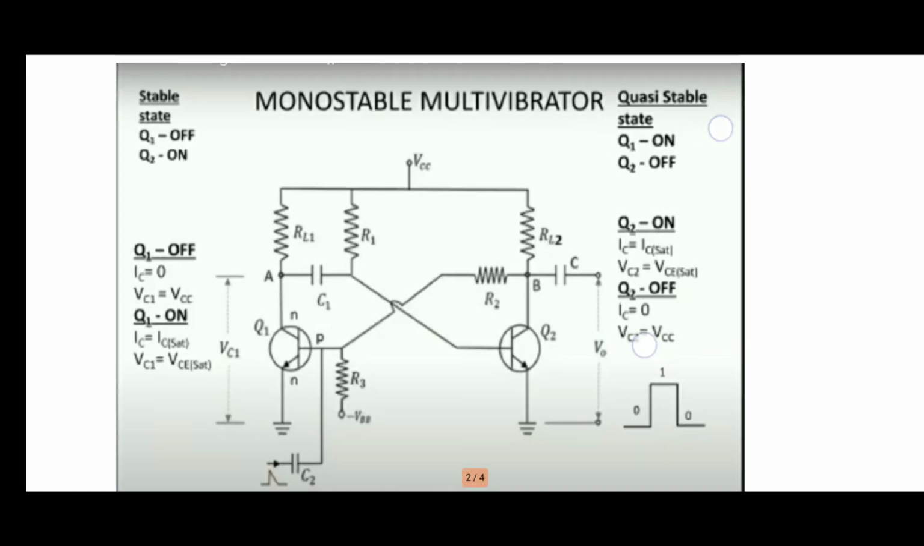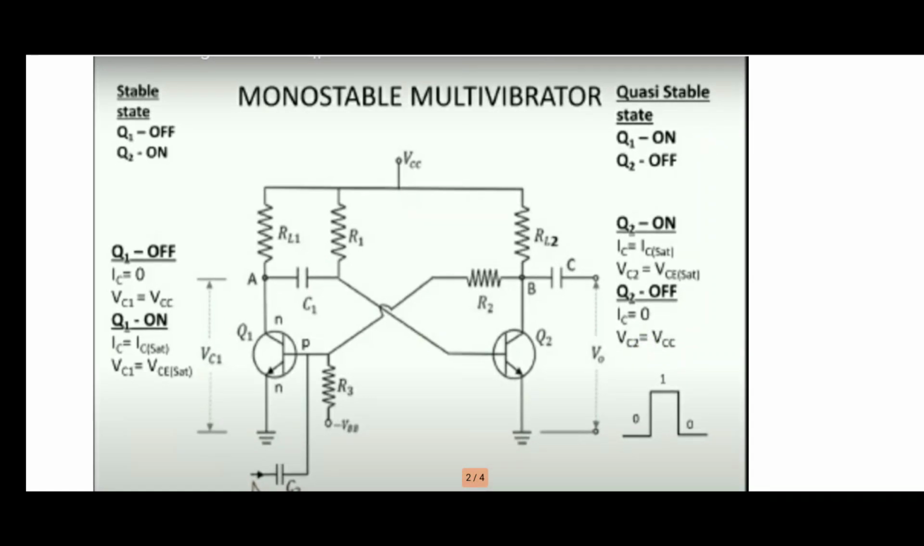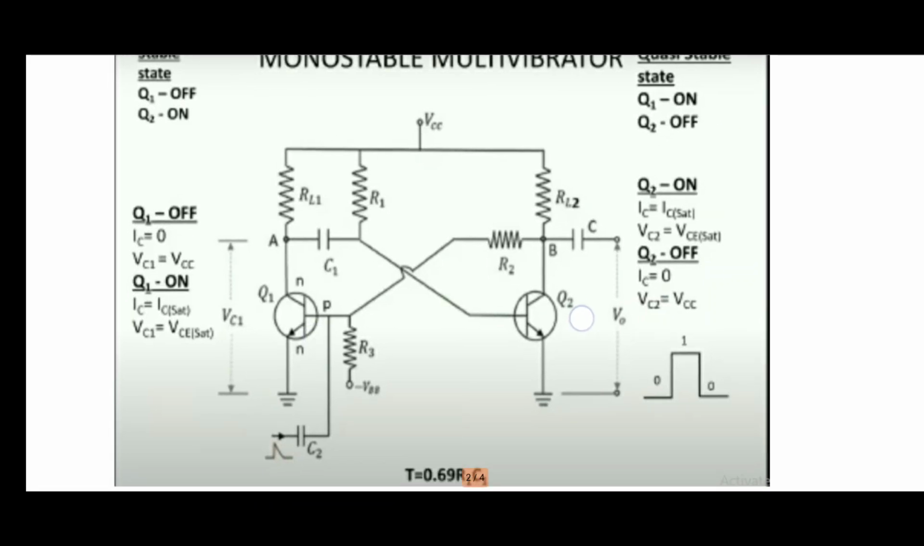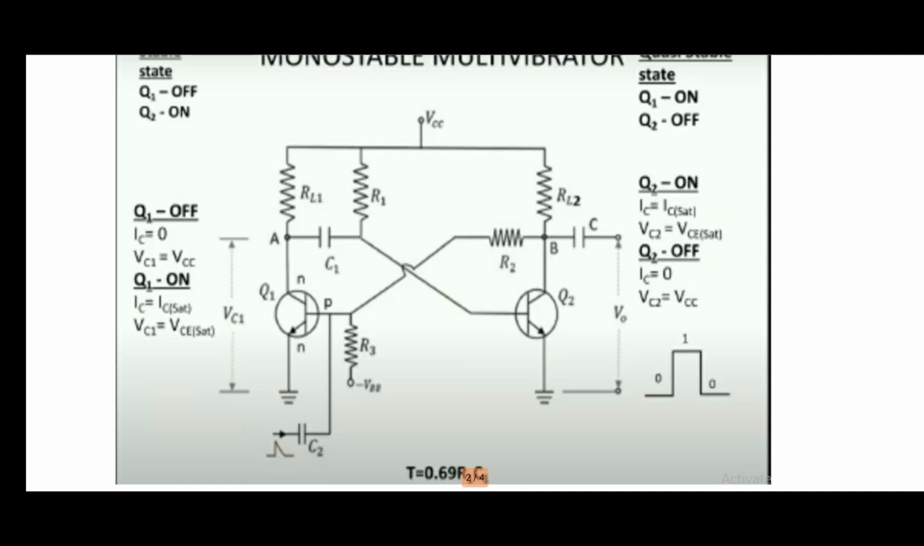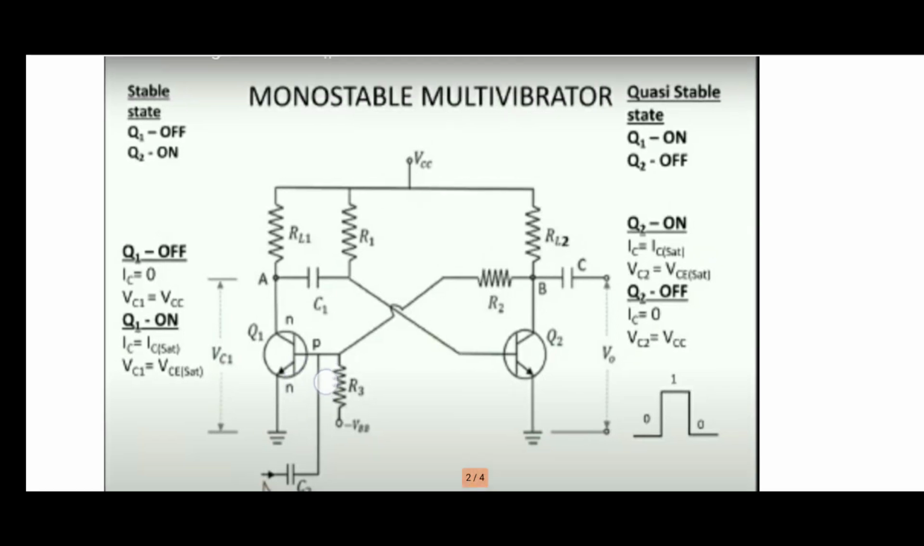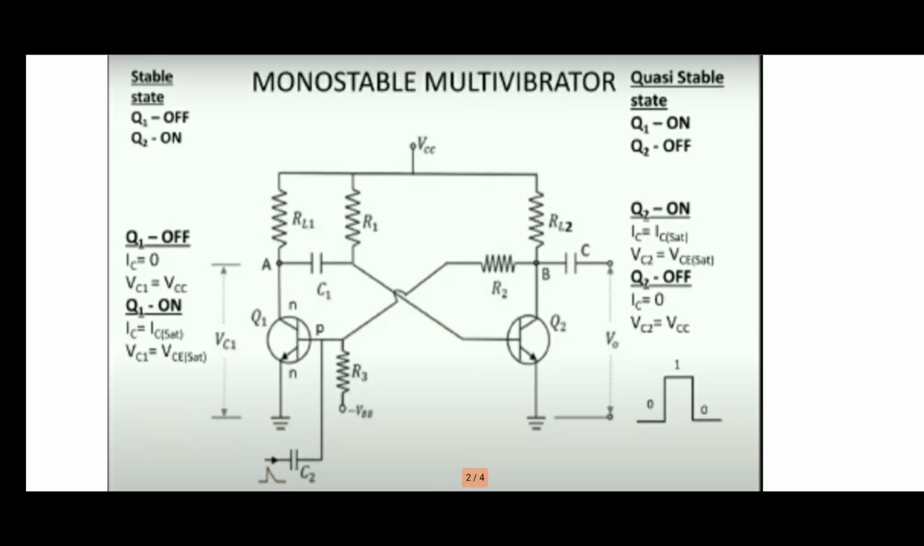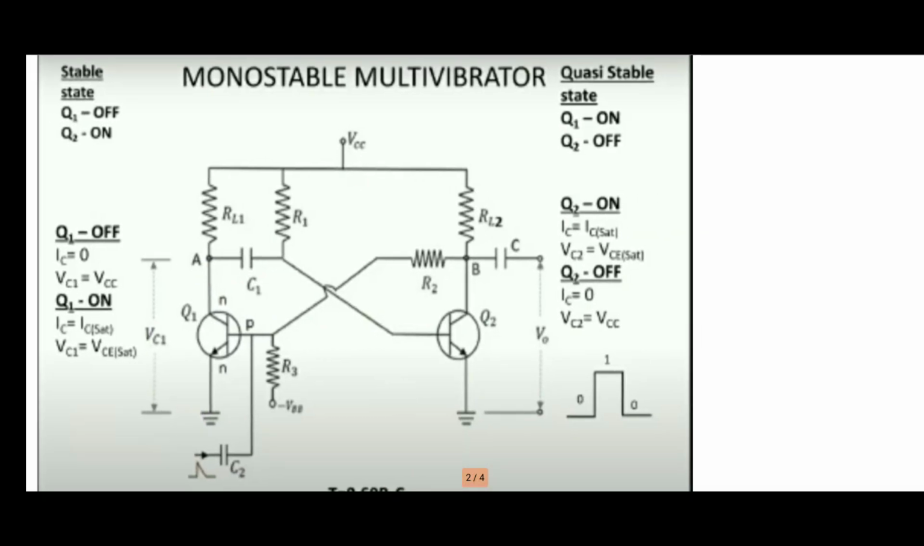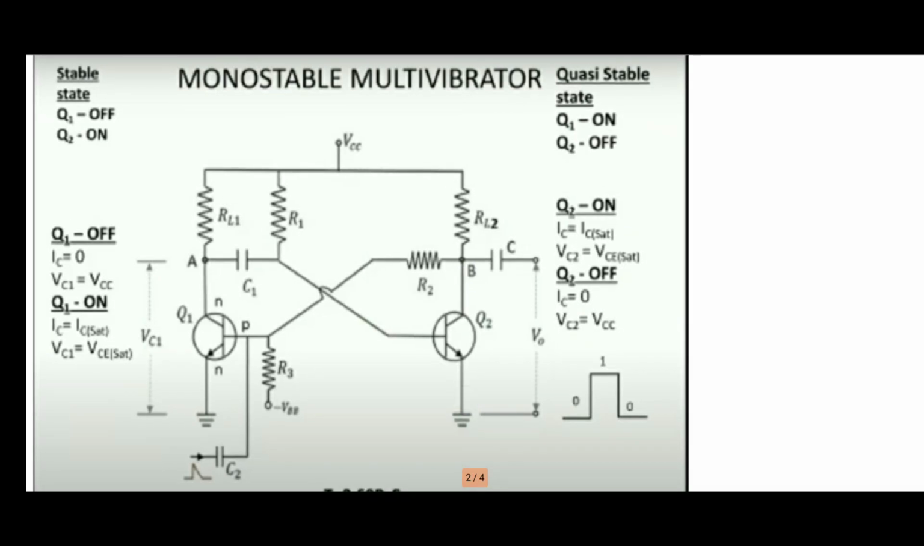Now you can see the condition of the quasi-stable state. When the circuit enters into the quasi-stable state, Q1 will be in the on condition and Q2 will be in the off condition. If Q1 is on and Q2 is off, what is the concept of this circuit? If Q1 is on, as told before, the collector and emitter are short circuited, so the collector current equals the saturation collector current and VC1 equals VCE saturation. If Q2 is off, the collector and emitter terminals are open circuited, so IC equals 0 and VC2 equals VCC.